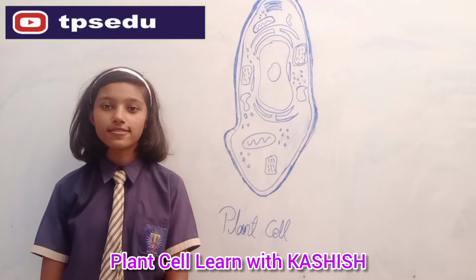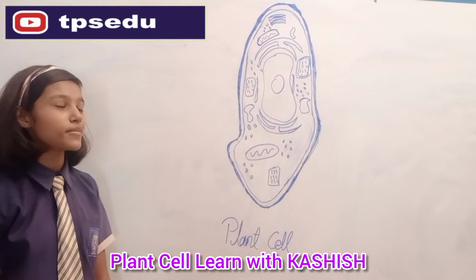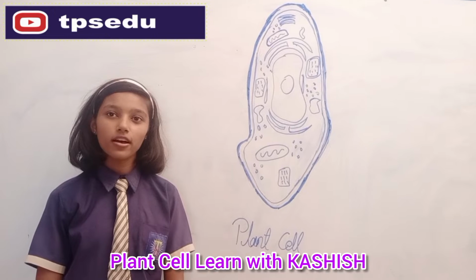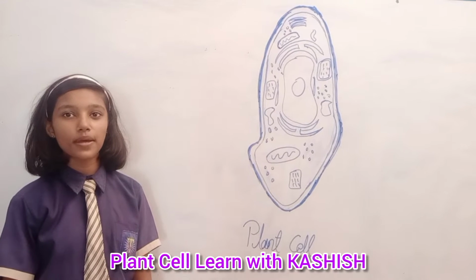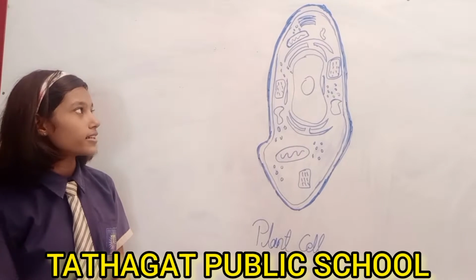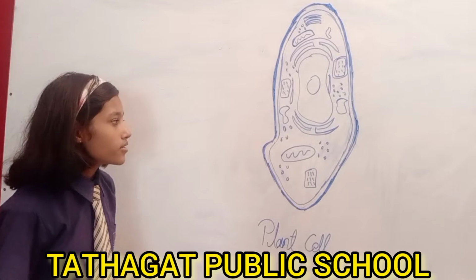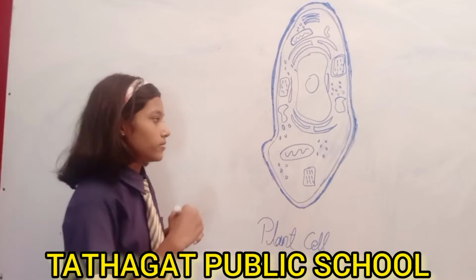Today we learn plant cell. Before that we see what is eukaryotic cell. Eukaryotic cell means a cell having a well organized nucleus with a nuclear membrane, that is known as the eukaryotic cell. Eukaryotic cells include the animal cell and some plant cells also. Now we see the plant cell.